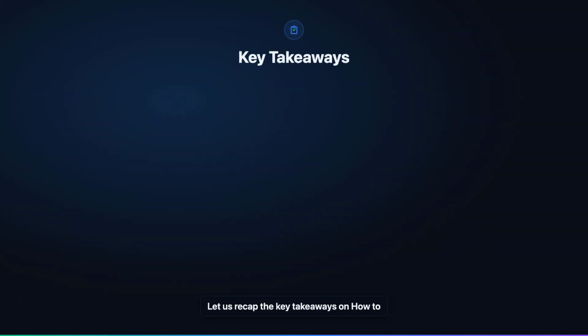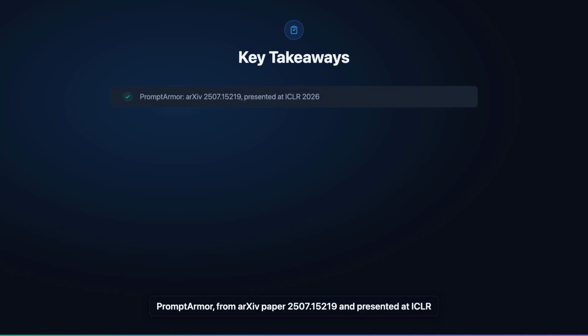Let us recap the key takeaways on how to implement the Promptarmor injection filter and what to do next. Promptarmor, from the arXiv paper 2507.15219 and presented at ICLR 2026, uses an off-the-shelf LLM to strip injected content before it reaches the agent. With GPT-4o, GPT 4.1, or O4 Mini, the authors report false positive and false negative rates both below 1% on AgentDojo and below 5% on two other benchmarks.